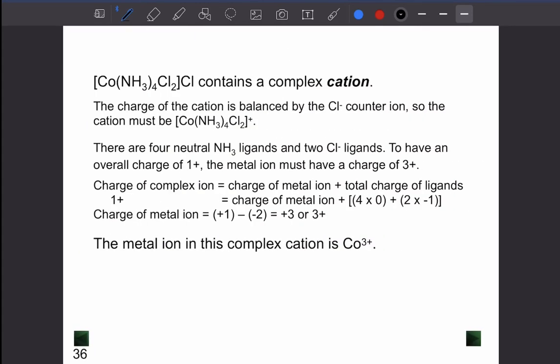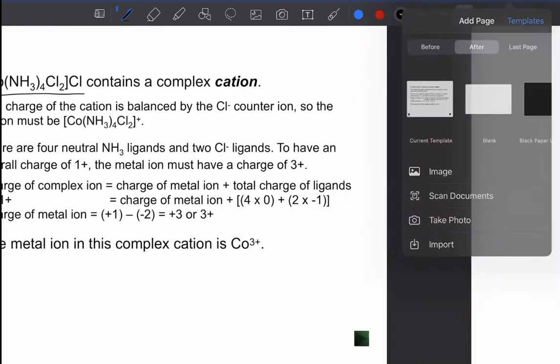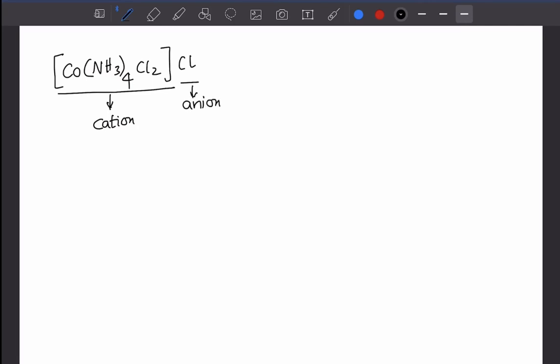Next, let's try another one. You have Co(NH3)4Cl2 and Cl. So notice that we always write the cation first. So this is the cation. So this is the anion. So here we have a complex cation, and everything inside the brackets, NH3 and Cl, are both ligands.